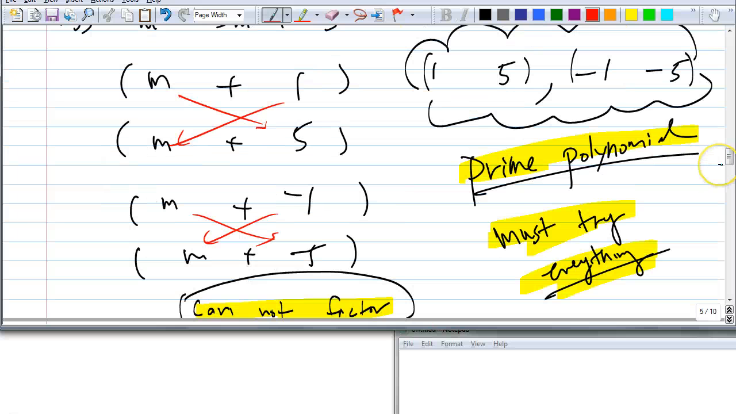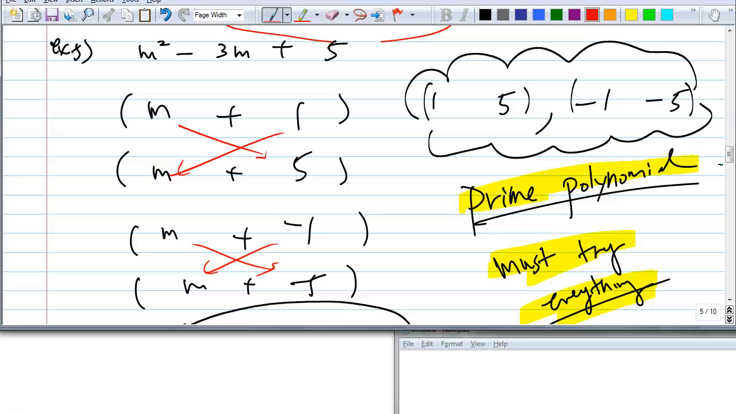So for that, what do you write, guys? Prime polynomial. You can't factor this, okay? Because we tried every possible way to get 5, and it doesn't work, right? -1, -5 doesn't work. 1 and 5 doesn't work. Okay, does that make sense? Again, this was sort of a nice one because the last number was 5, right? Okay. All right. Let's move on to the last one then.